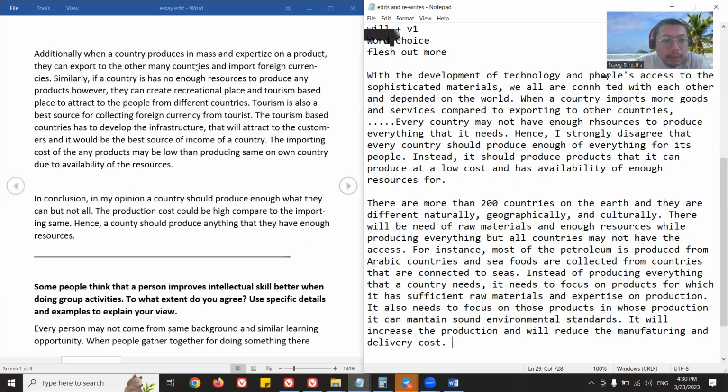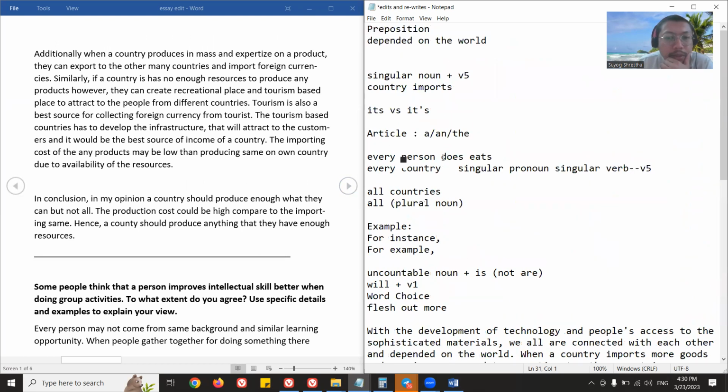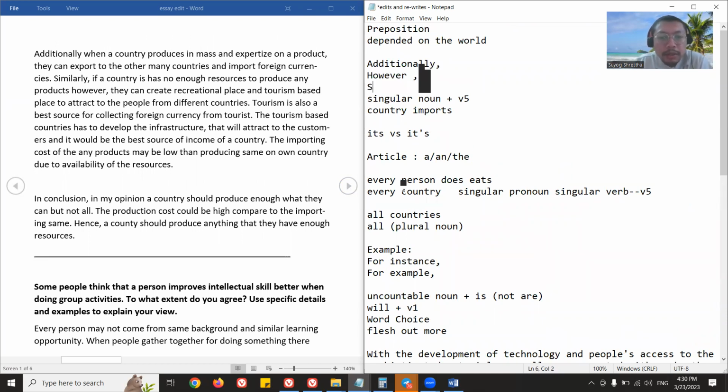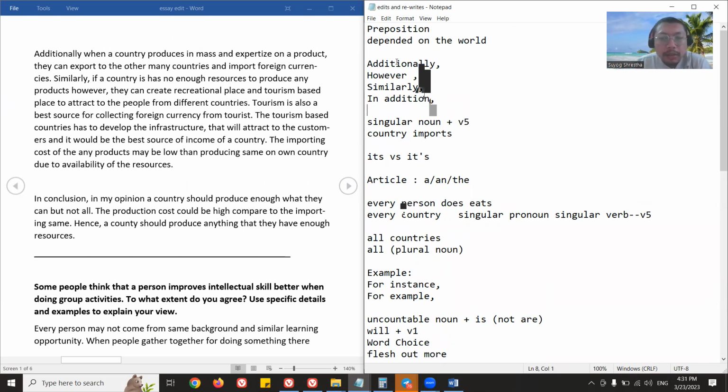So additionally, when a country produces in mass and expertise on of product, they can export to the other many countries and import foreign currencies. Okay, so additionally पछि comma चाहिन्छ. So again guys, यो अर्को common error हो. Additionally पछि comma चाहिन्छ, however पछि comma आउँछ, similarly पछि comma चाहिन्छ, in addition पछि comma चाहिन्छ, right? So all of these things, okay? So मैले 1.5x गरेको हैन, I just type really fast, okay?